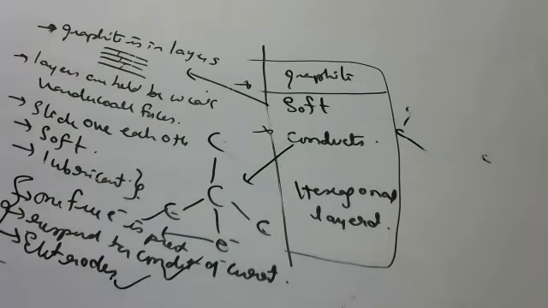And graphite is very soft. It is also often used in pencil leads. Pencil lead is made up of graphite. Okay.